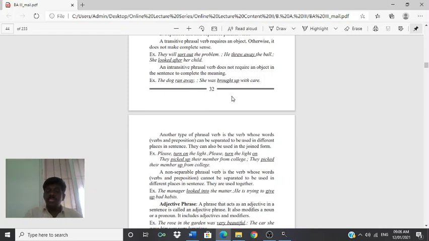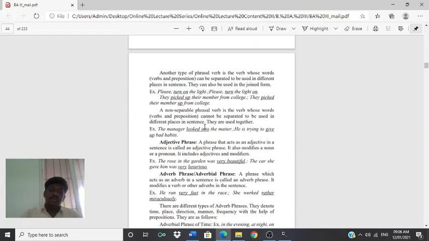And there is one more, that is non-separable phrasal verbs. What is it? In these, the words, that is the verb and preposition, cannot be separated to be used in different places in a sentence. So they are not separable, and therefore they are called non-separable phrasal verbs. They are used together. The manager looked into the matter. We can't separate this looked into. It is a phrasal verb that is non-separable. He is trying to give up bad habits. Give up bad habits. This is also a non-separable phrasal verb.